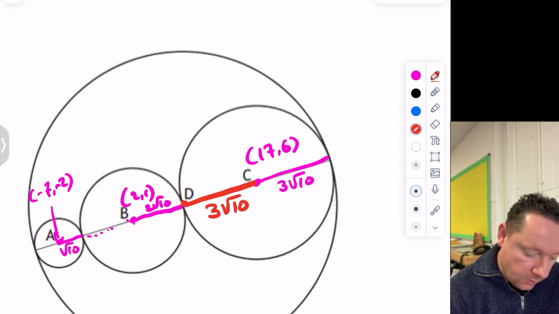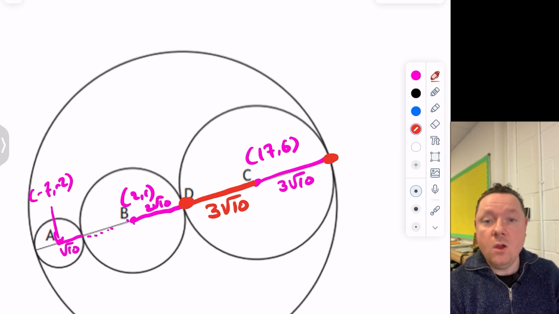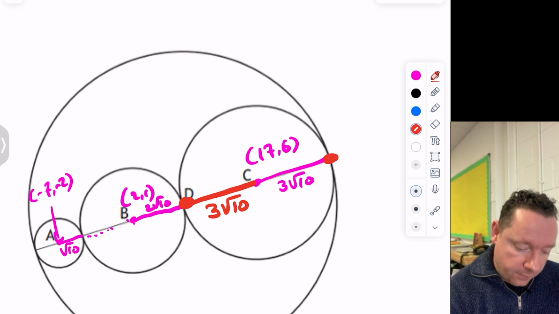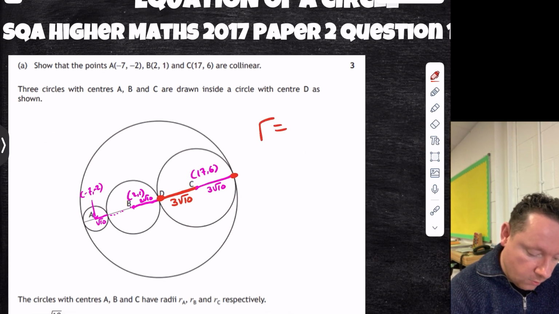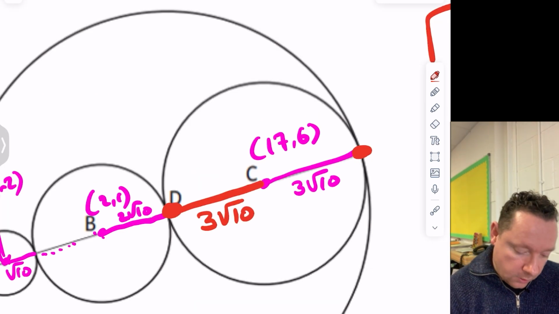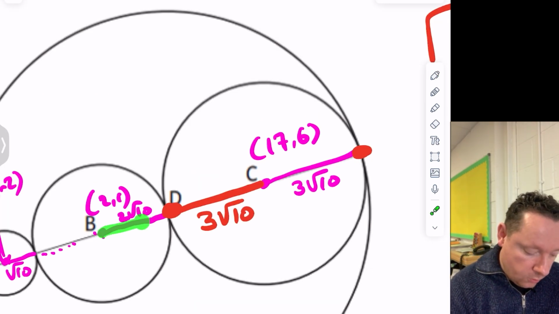So the radius from D all the way over to here is 3 root 10 plus 3 root 10, which is 6 root 10. So our radius, if I just write it at the side of the big circle, is 6 root 10. And now to get the centre D, well, let's have a look. That's 2 root 10, and that's 3 root 10.